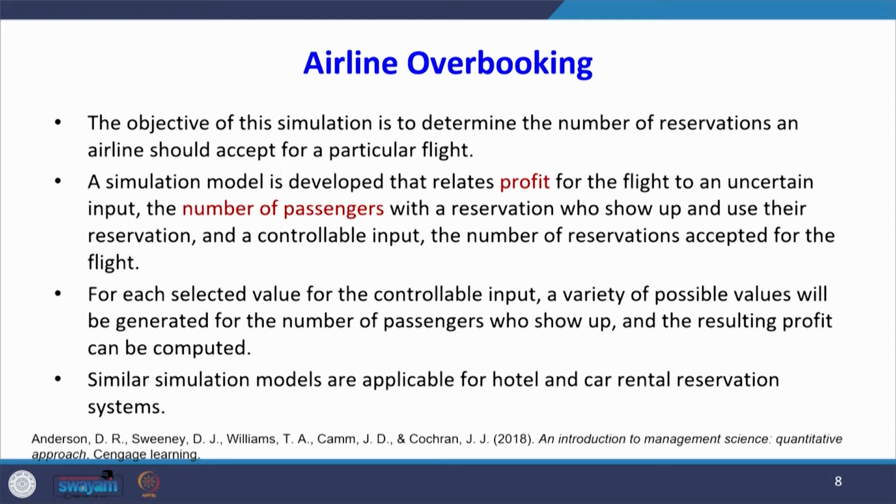A simulation model is developed that relates the profit for the flight to an uncertain input, the number of passengers with reservations who show up and use their reservation, and a controllable input, the number of reservations accepted for the flight. For each selected value of the controllable input, a variety of possible values will be generated for the number of passengers who show up, and the resulting profit can be computed. Similar simulation models are applicable for hotel and car rental reservation systems. This is our second application.